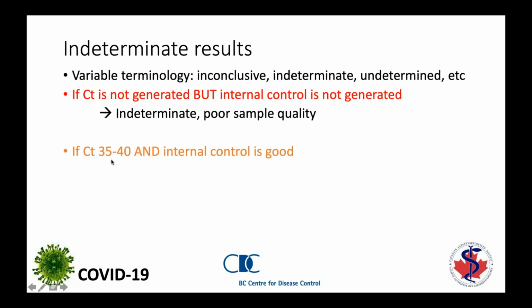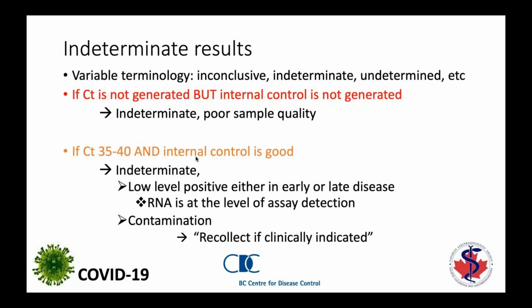However, if a CT value is between 35 and 40, and the internal control is good, there are multiple reasons for this. We do report it as indeterminate, but this could be an indicator of a low-level positive, either in early disease or late disease, and I'll get into more details of that. The reason for this is because the RNA level of the virus is at the level of our assay detection, and so you can generate a stochastic result. Sometimes it's positive, other times it's negative. And so within this, what we call the gray zone, we would report this out as indeterminate.